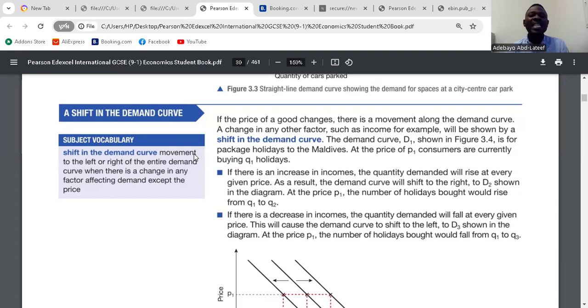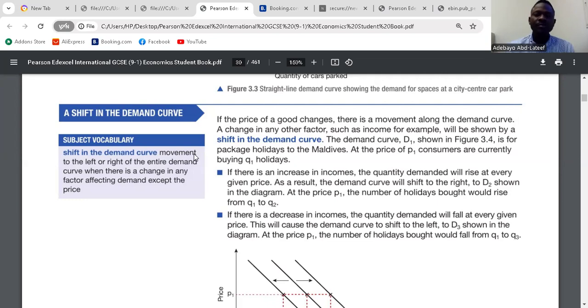A change in any other factor, such as income, for example, will be shown as a shift in the demand curve. Income is the amount of money an individual earns over a period of time. That's the amount of money you have. So if your income changes, it is a non-price factor. It is not price. So if the level of income changes, the demand for goods and services might also change, but it will bring about a shift in the demand curve. At that point in time, price remains constant. Income is changing. Income is a non-price factor.